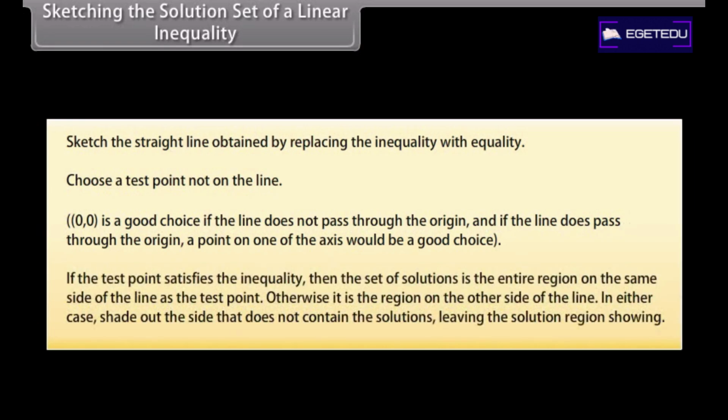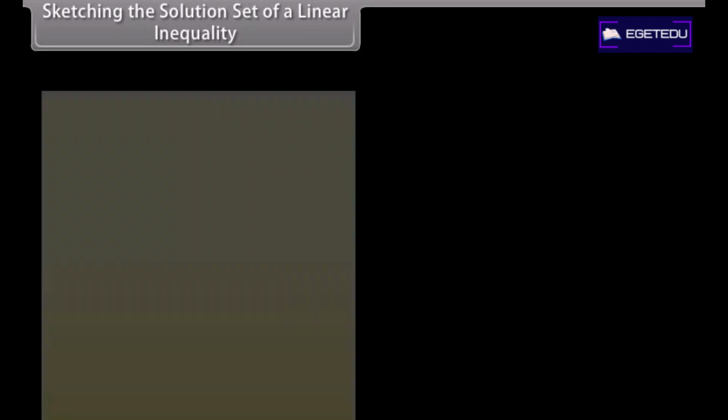If the test point satisfies the inequality, then the set of solutions is the entire region on the same side of the line as the test point. Otherwise, it is the region on the other side of the line. In either case, shade out the side that does not contain the solutions, leaving the solution region showing.